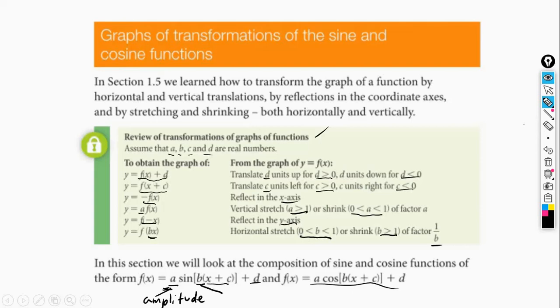B is going to affect the period. C is going to cause something called a phase shift. And D is going to cause a vertical shift.